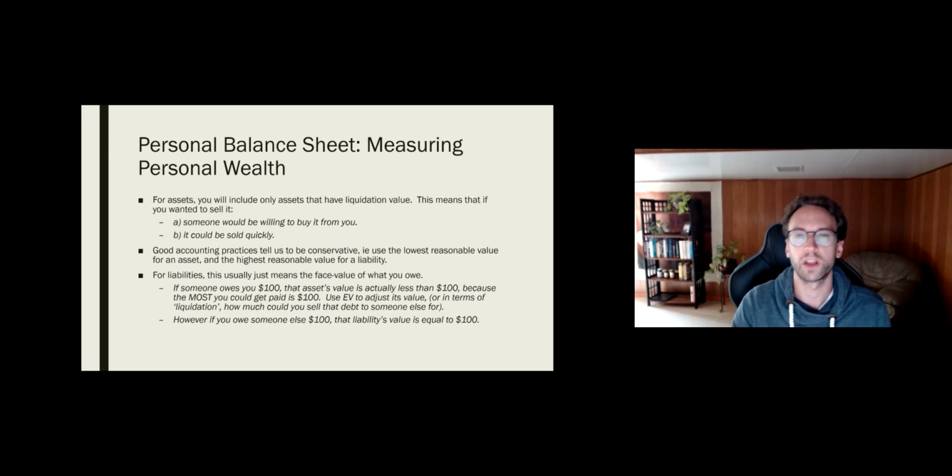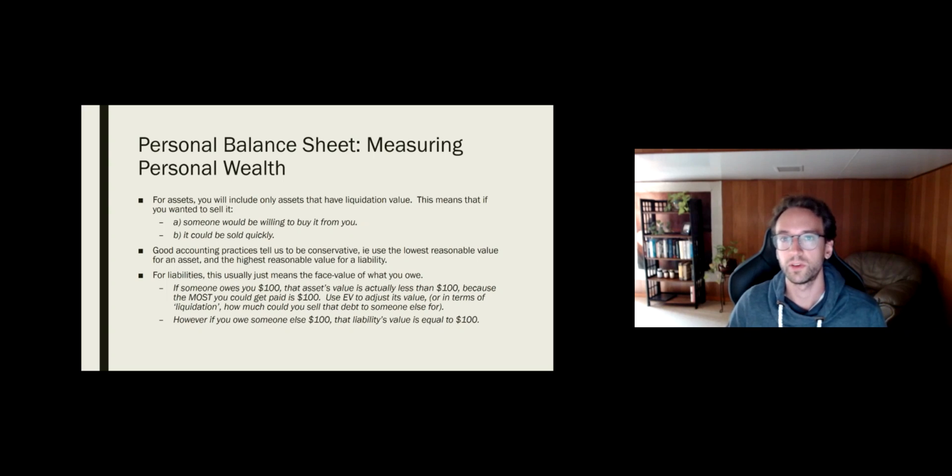And this is normal in accounting, by the way, to make conservative estimates of things. So good accounting practices guide us to be conservative in our estimates of asset value and go lower on our asset values, where all liabilities are given the full value, the full face value of the liability.